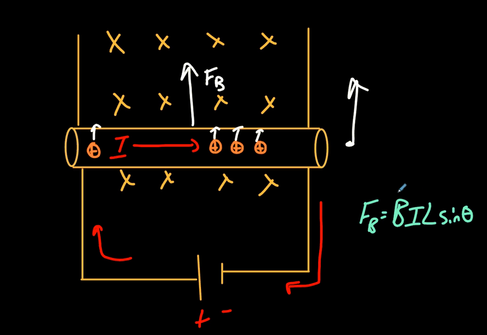We know why the sine theta is on there, but now we've got magnetic field strength in Tesla. We've now got current in amps, and we've got whatever length of wire we have here in meters. So we have another way to figure out the force on a current-carrying wire in any magnetic field.